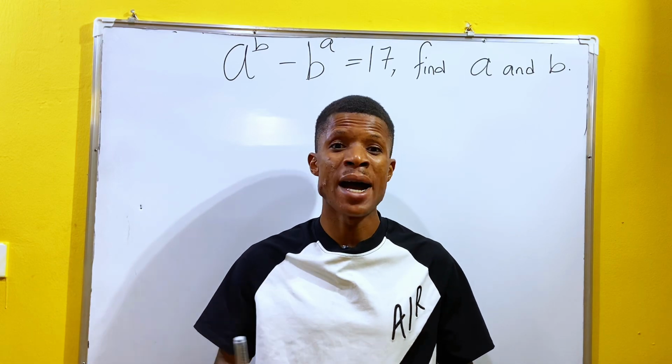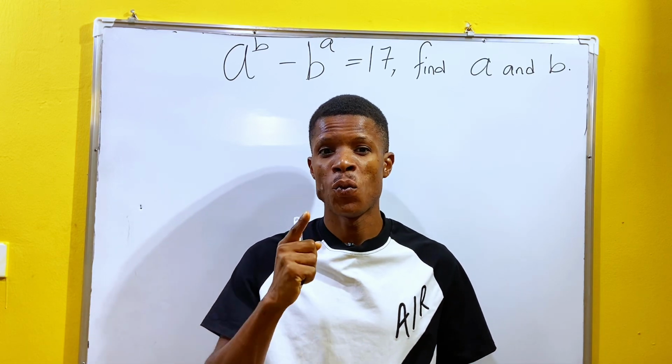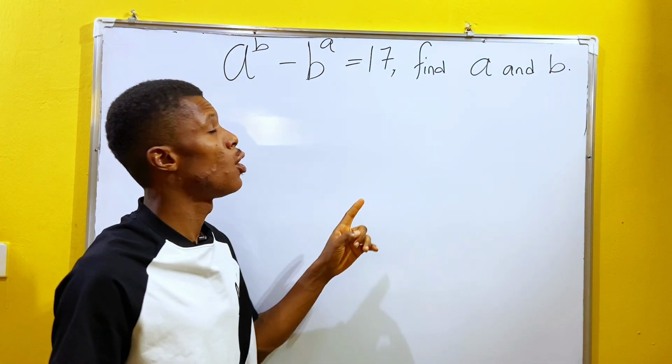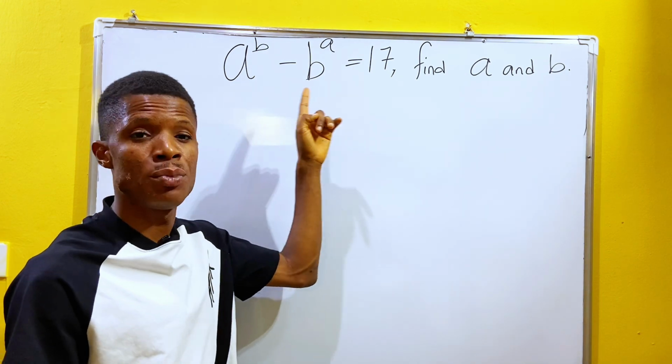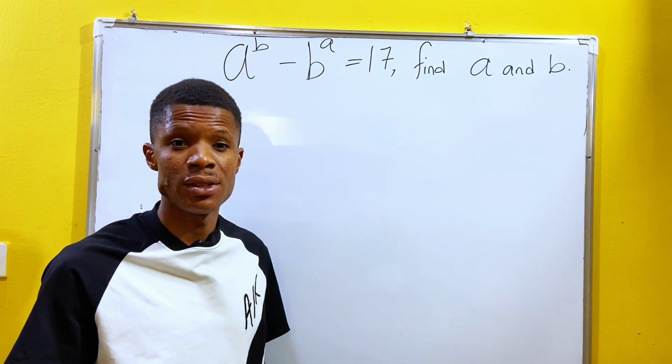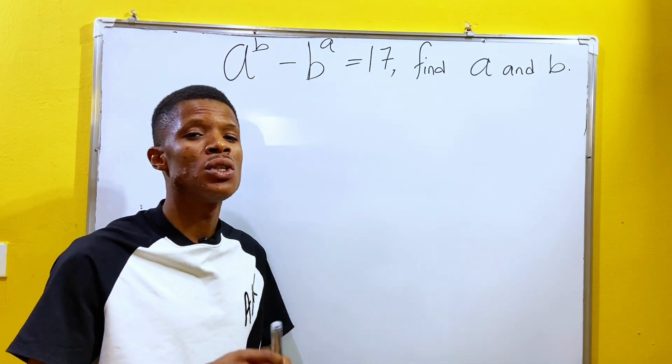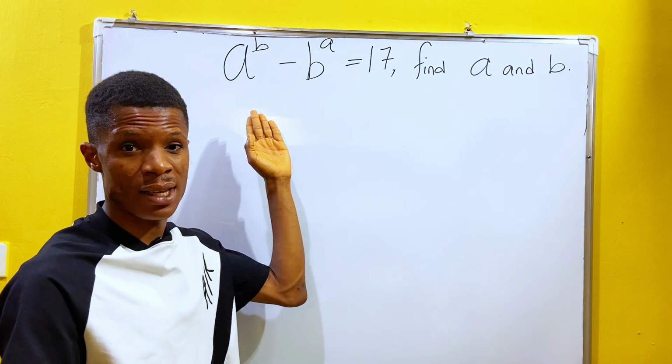This is the easiest Math Olympiad I've ever seen. Watch and see. We are told to solve a to the power of b minus b to the power of a, and that's 17. First thing we do is just to rewrite the left-hand side.